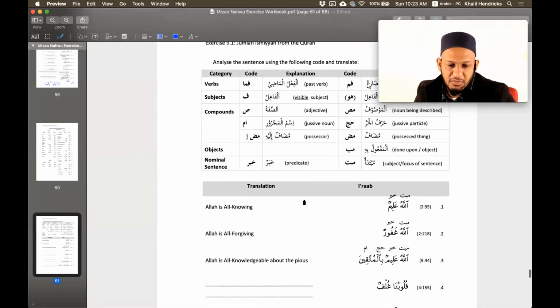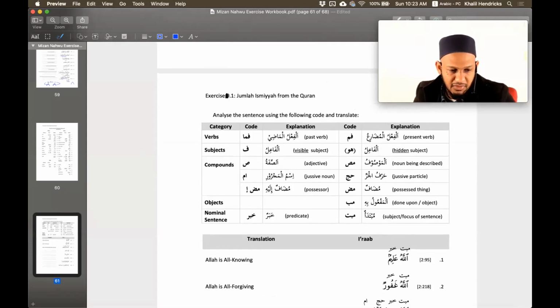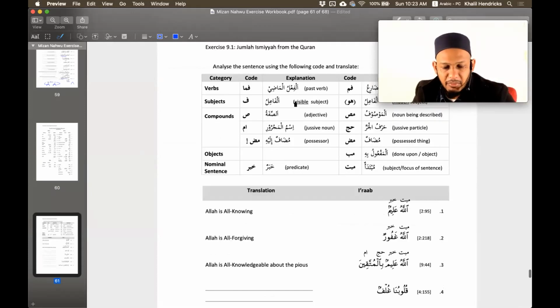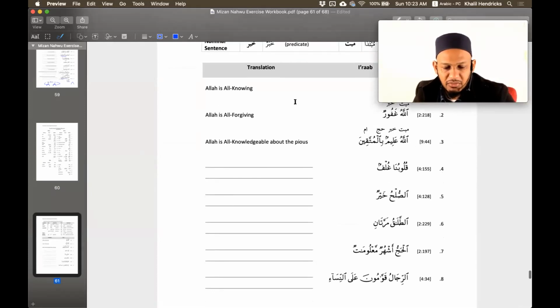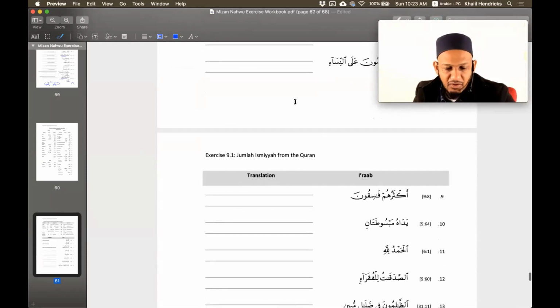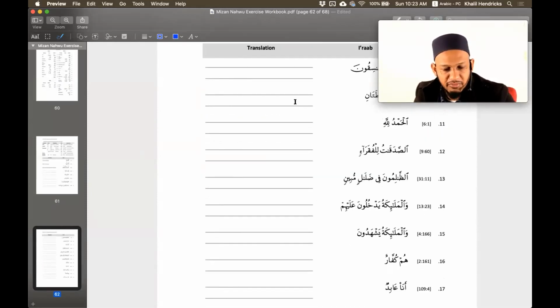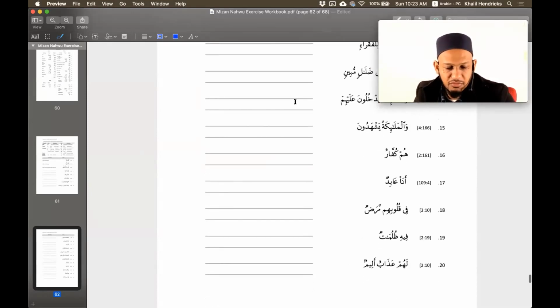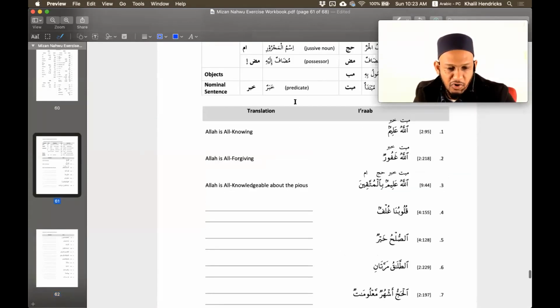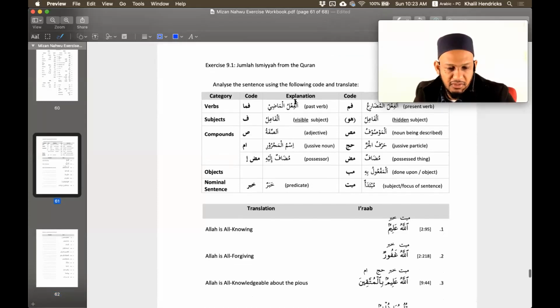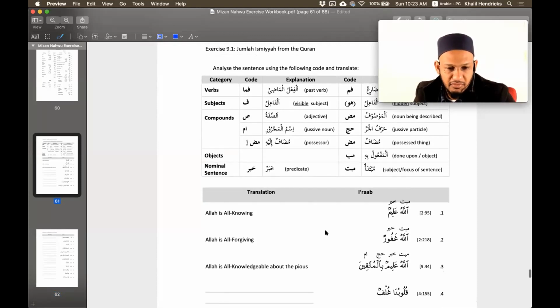So what I'm going to do is that you can go to exercise 9.1 and you're nearing the end of your workbook. 9.1 is Jumlatul Ismiya from the Quran. We've already done the concept of Jumlatul Ismiya, but in 9.1 now, it's Jumlatul Ismiya plus a lot of the other things that we have done, like Sifa Mawsuf, Harf Jarr with Ism Majroor, Mudaf Mudaf Ilayh, tied into Jumlatul Ismiya. So your homework is going to be Jumlatul Ismiya from the Quran.